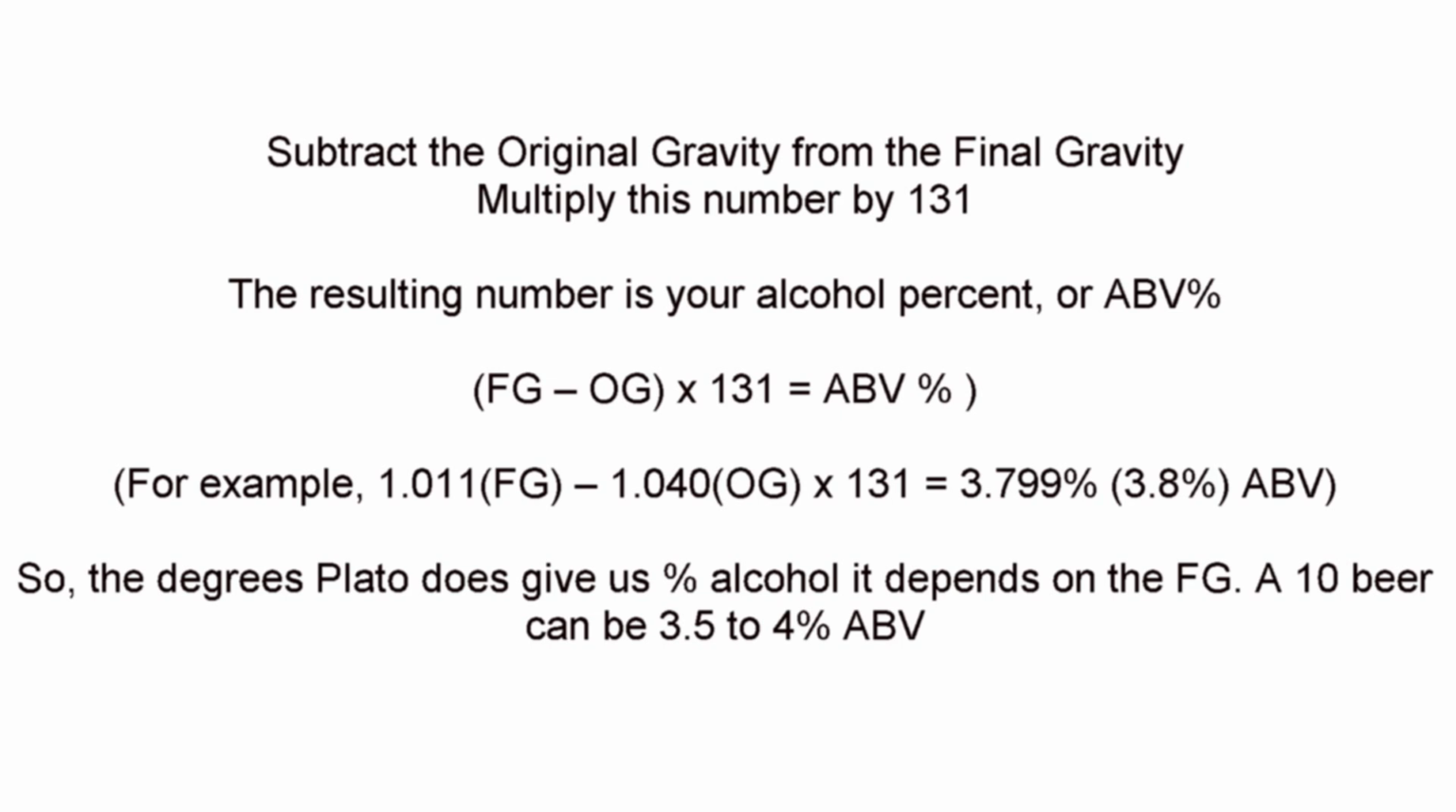On this chart, you can see how we work it out. You have the FG, the final gravity, minus the OG, the original gravity, times 131, equals the alcohol by volume, the ABV. For example, a final gravity of 1.011 minus the original gravity of 1.040 times 131 equals 3.799%, so 3.8 ABV, alcohol by volume.